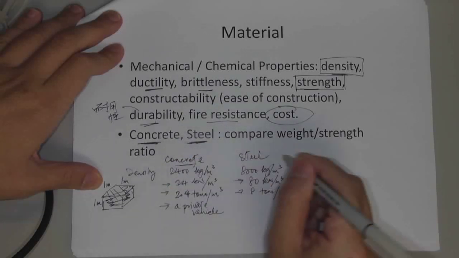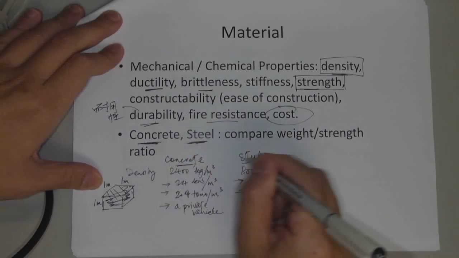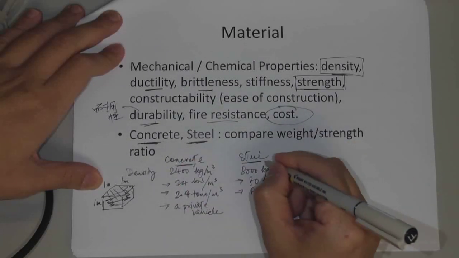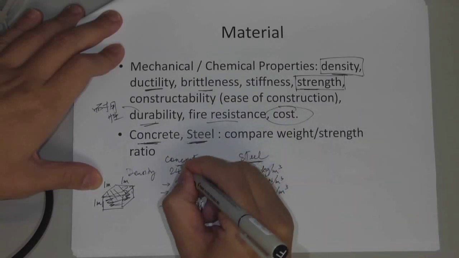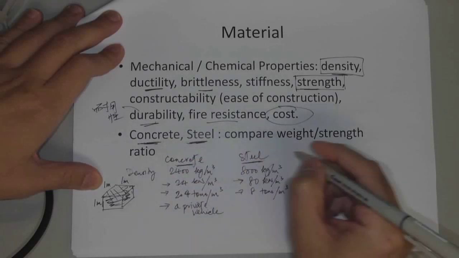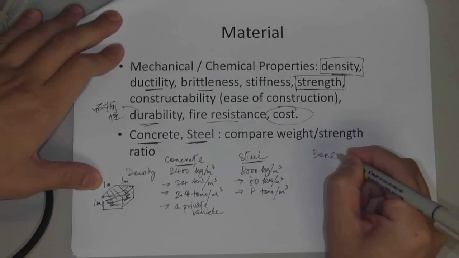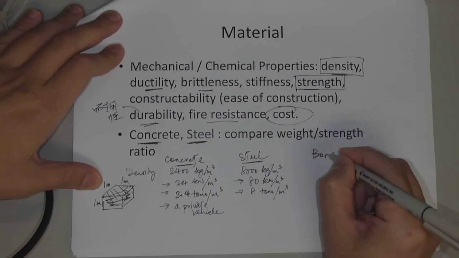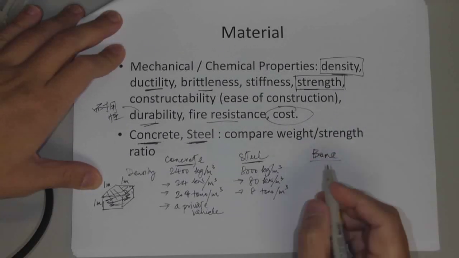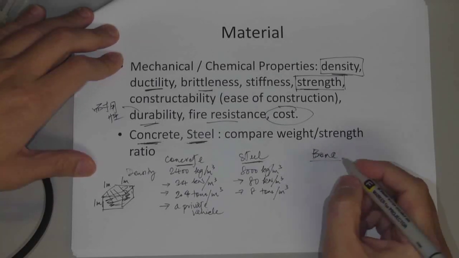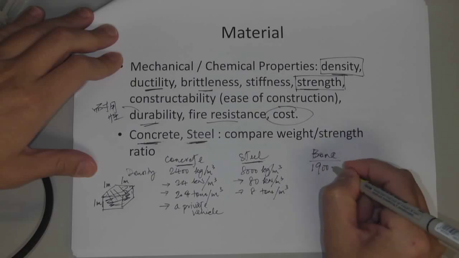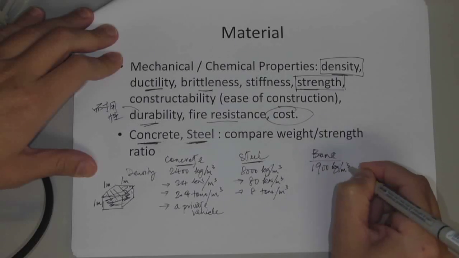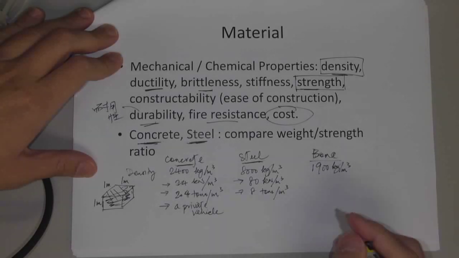So just to give you some more idea about how heavy the stuff is, let's look at one more case. It's not a construction material, it's something that makes up you and me, bone. What about the density of bone? On average, that is about 1,000 kilogram per meter cube. That's the density of human bone, on average, of course.